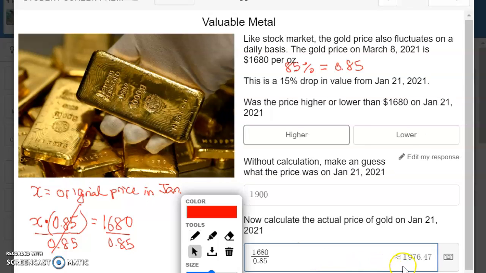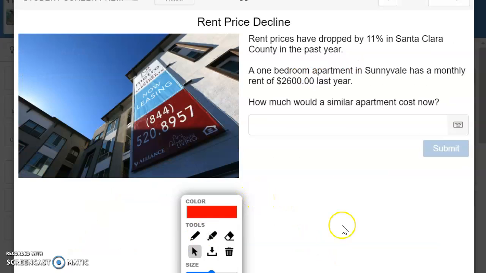And the calculator calculates it for me, and it's telling me it was $1,976.47. Okay, I was close. I said 1900, and I was off by $76, but I knew that at least it was going to be higher. Okay, next up, rent price decline.